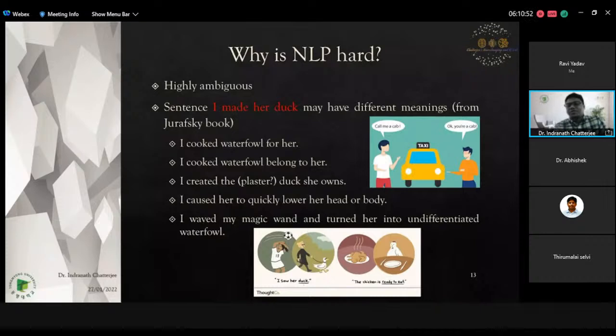But for a computer, it is undifferentiable. The computer cannot understand which is true or not. So for the computer, both things are correct. But we need to improve the NLP, we need to improve the model and the technology for a better understanding by the machine. For example, "call me a cab." Okay, you are a cab. So "call me a cab" means call a cab for me, or my name is cab, call me a cab. So this way NLP is really hard.